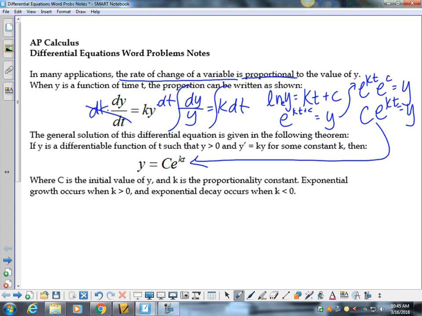And who is C? We very briefly talked about it and went over to the poster. Who is C? Your starting amount. t is time. What's k? Constant of proportionality. So guys, you have two constants here. You have C and you have k. You have two variables, y and t. C is the initial value of y, and k is the proportionality constant. Exponential growth occurs when k is bigger than 0, and decay occurs when k is less than 0.